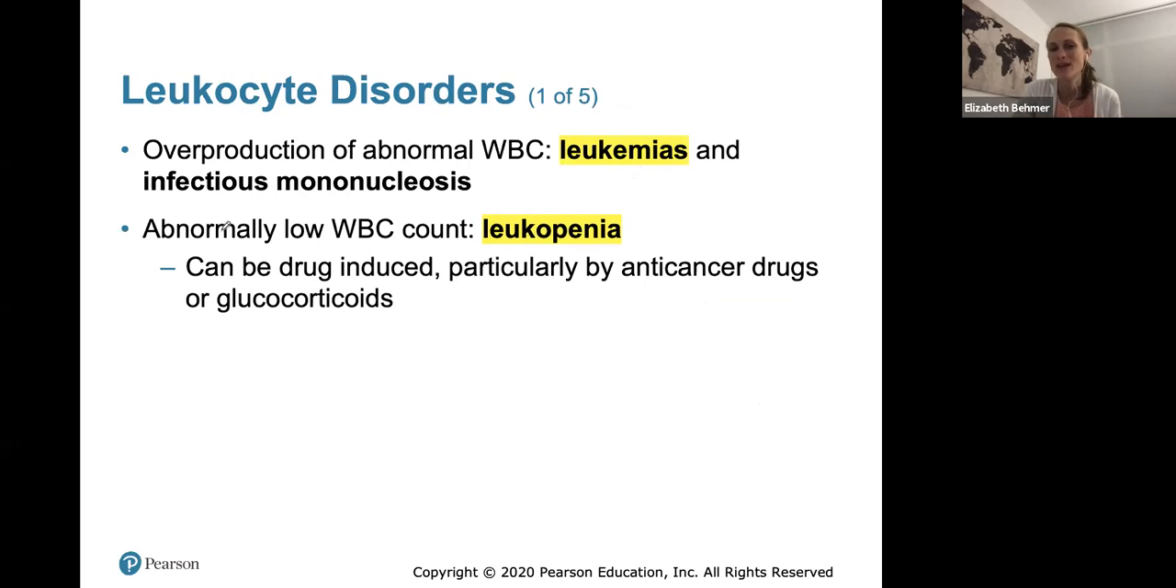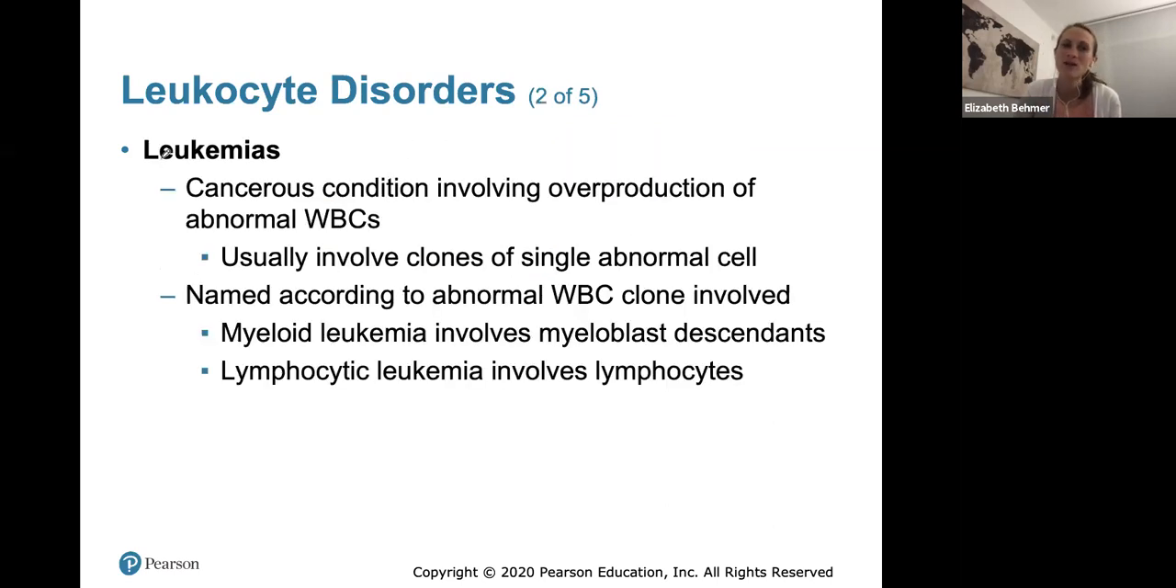A leukopenia is an abnormally low white blood cell count. It can be drug-induced, particularly by an anti-cancer drug, because anti-cancer drugs will try to kill off all the cells, and when they do that, they kill off the good cells too. So leukopenia is low white blood cell count.